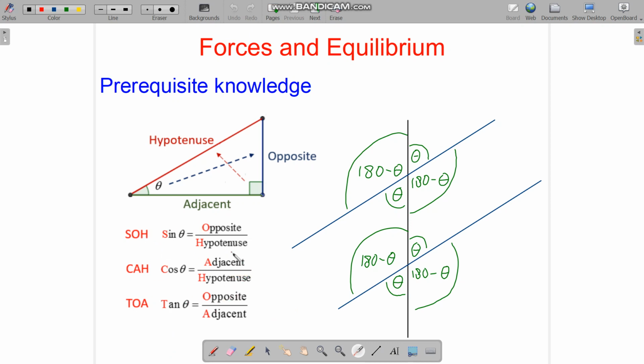We have SOHCAHTOA here. We have angle theta, this is the opposite side, the adjacent side, the hypotenuse, and we have the definition of sine, cos, tangent. And we have a transversal, two parallel lines cut by another line, and let's say this angle is theta. This is a straight line, so this must be 180 minus theta, and we call this vertically opposite angles, and this theta with this theta are corresponding angles.